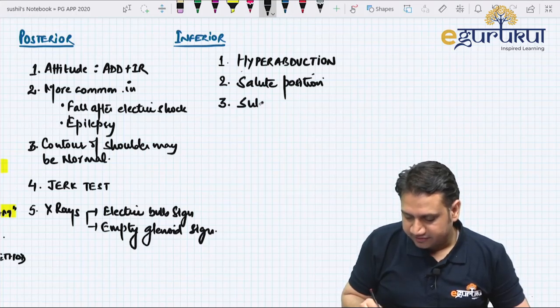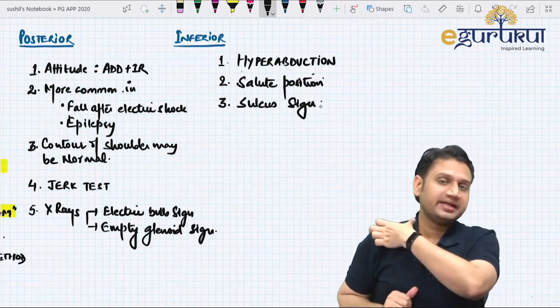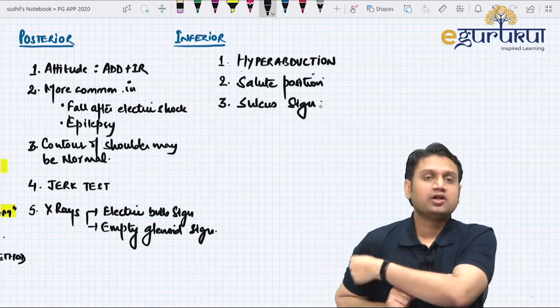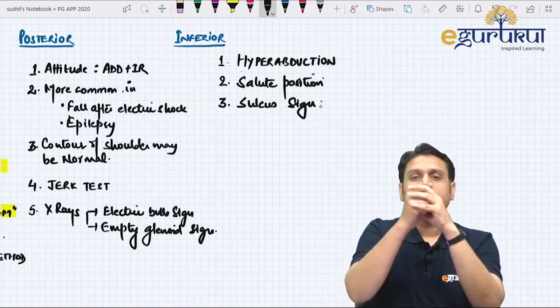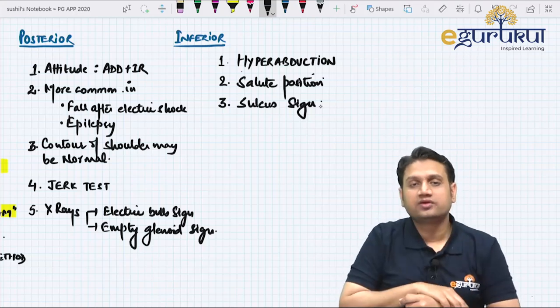there is something special in inferior dislocation which is known as sulcus sign. What is that sulcus sign? If I trace my thumb from the nape of my neck towards my shoulder, I can feel a normal contour. But when the head which was supposed to be here is dislocated and now lying here, it has gone down. What is going to happen?